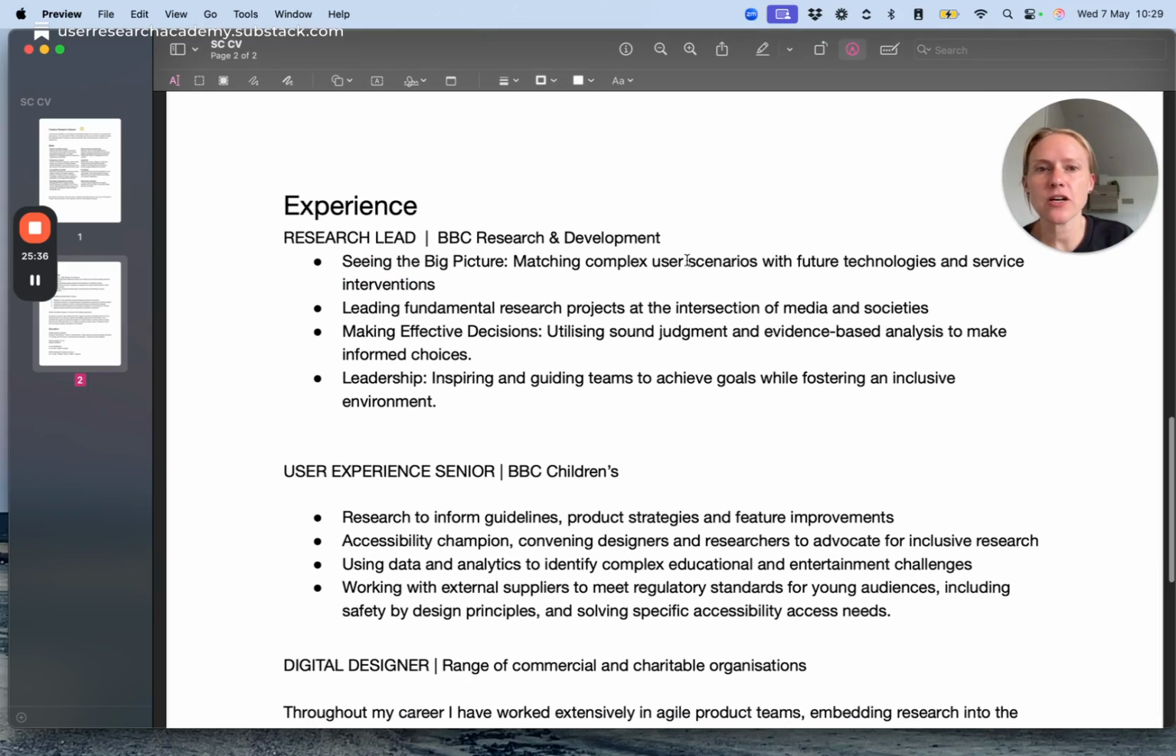Here we have matching complex user scenarios with future technologies and service interventions. Okay, leading fundamental research projects, utilizing sound judgment. Okay, so I don't know what you do for your job. I read this and I honestly don't really know what you do, which I know sounds harsh, but I promise I'm not trying to be harsh. I'm just trying to be helpful.